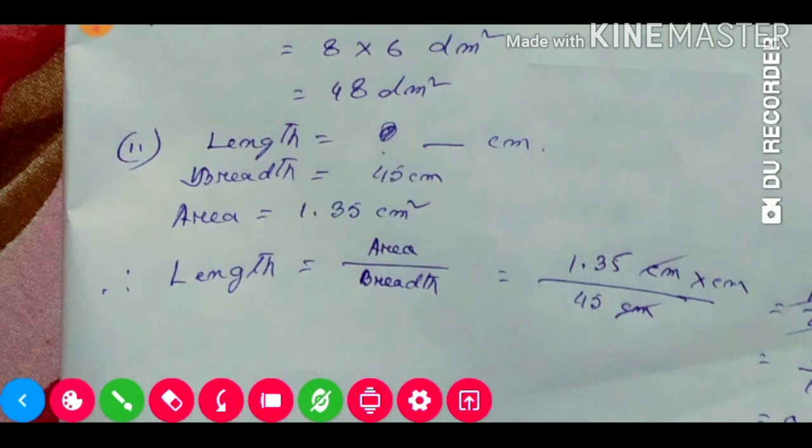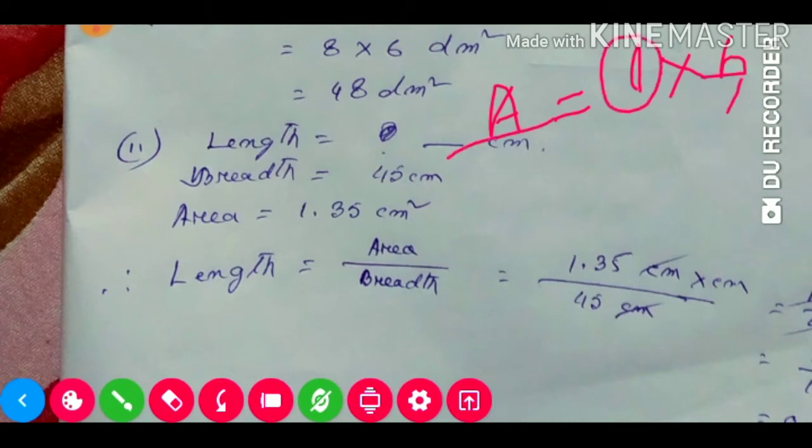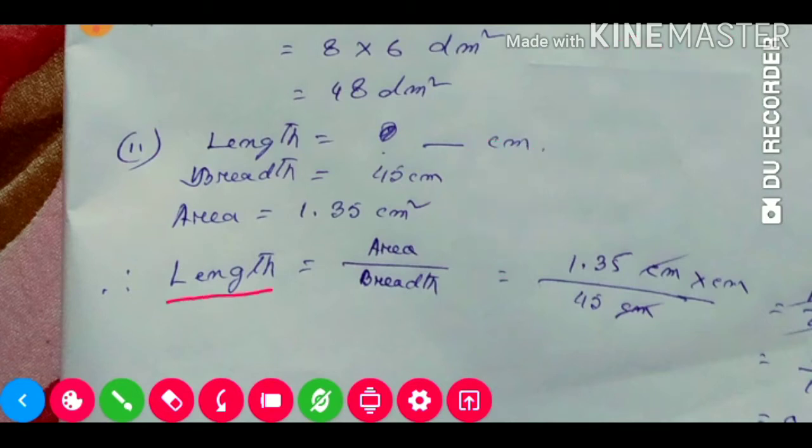So we know our formula. The area formula of a rectangle is length into breadth. We need to find the length here. So if I shift the breadth to the other side, it will be division. That means area divided by breadth. So length will be area divided by breadth. Area is equal to the given 1.35 centimeter square, that is centimeter into centimeter, and breadth is equal to 45 centimeter.